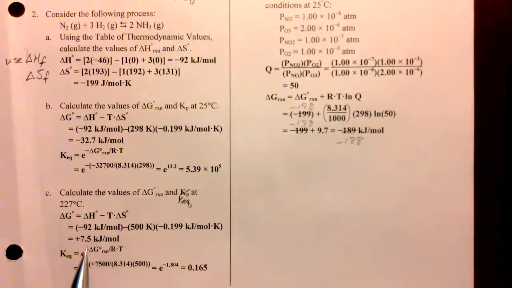Now that we have delta G standard, we can put it in here. Make sure again to get the R that has the joules in it, put your temperature in Kelvin, and remember that this is in joules and that's in kilojoules. So let's multiply that one by 1,000 to get joules. Don't forget your negative sign, and then take inverse natural log to get your final value for KEQ.